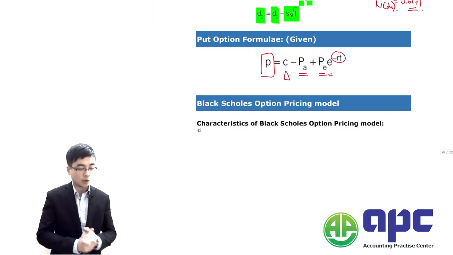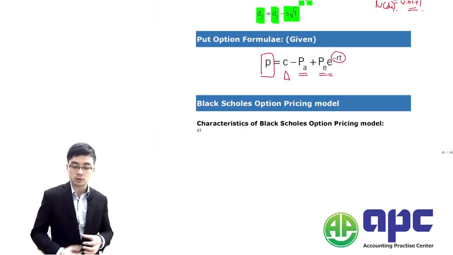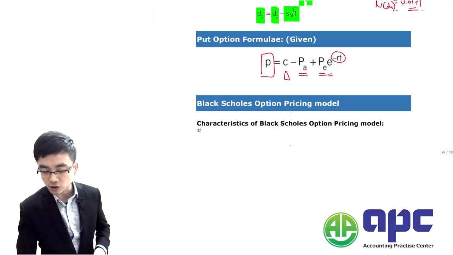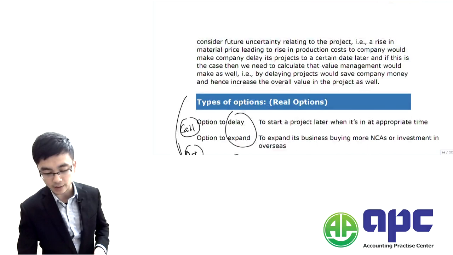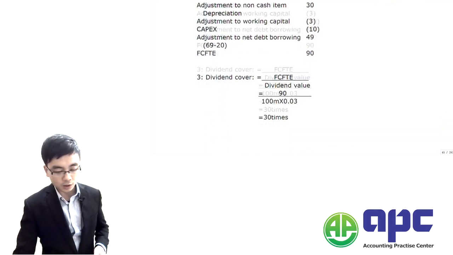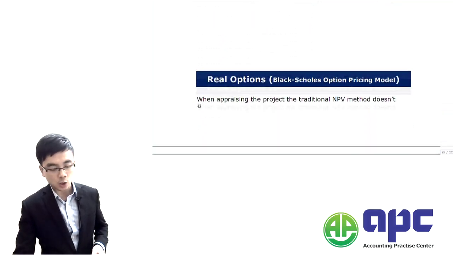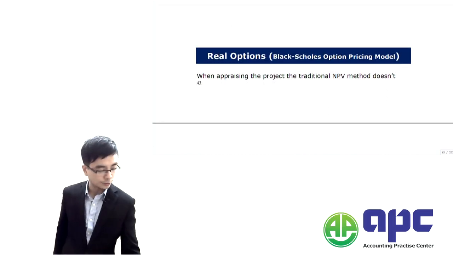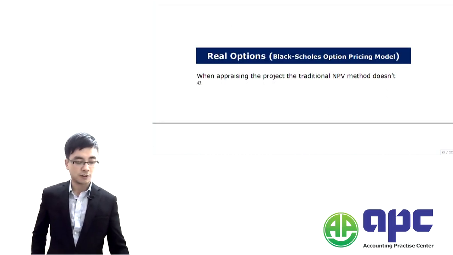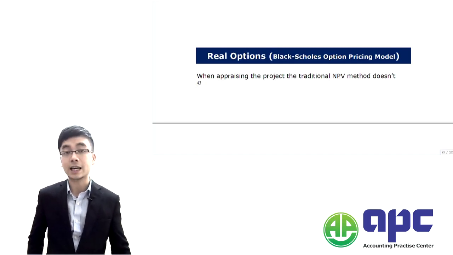So we finish off the section on real options, which, as I said before, is from the option holder's perspective. In the next section onwards, we'll start to go through further aspects of the option pricing model. We're going to talk about the Greeks in a second.